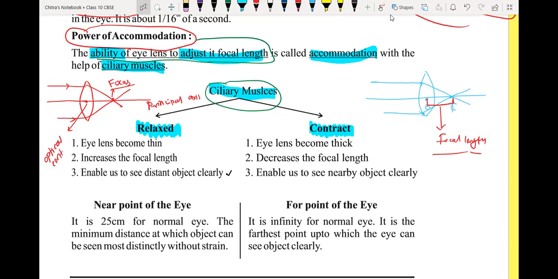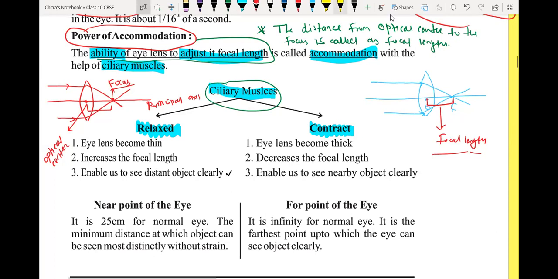So the distance from the optical center to the focus, I'm writing here, the distance from the optical center to the focus is called focal length. Okay, understood? Yes, sir, got it.